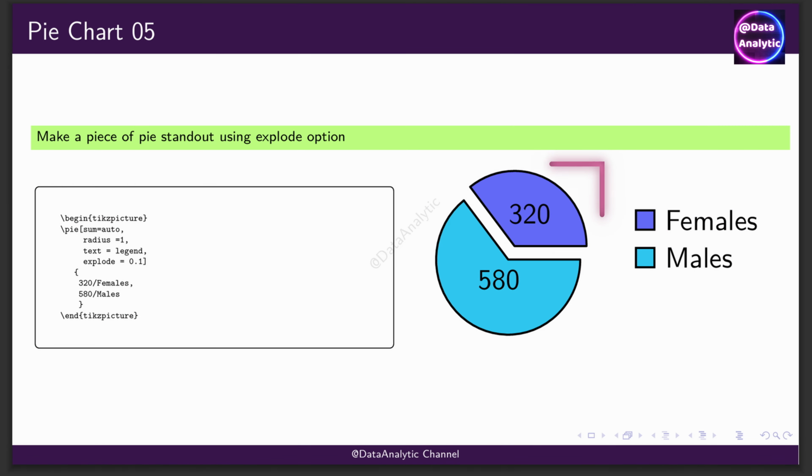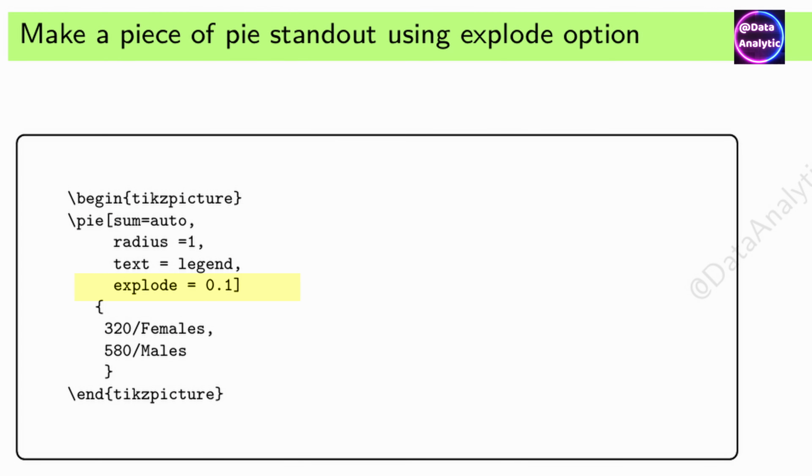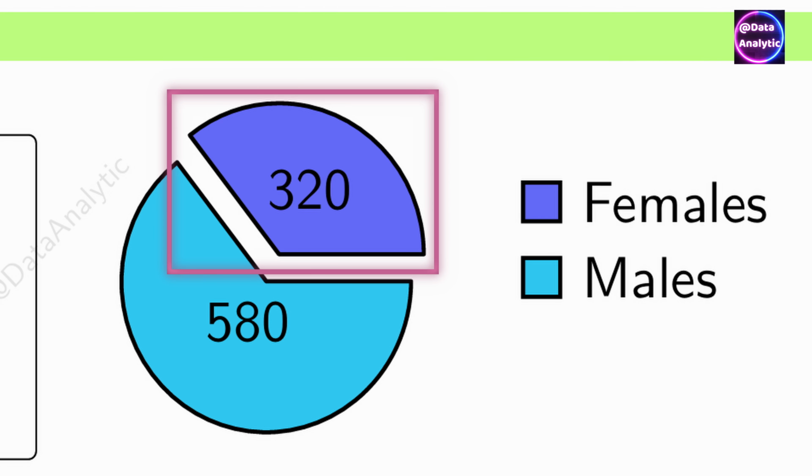And another one, I'm trying to explode or highlight a particular section. So I'm using explode equals 0.1. You can increase the value or decrease the value.